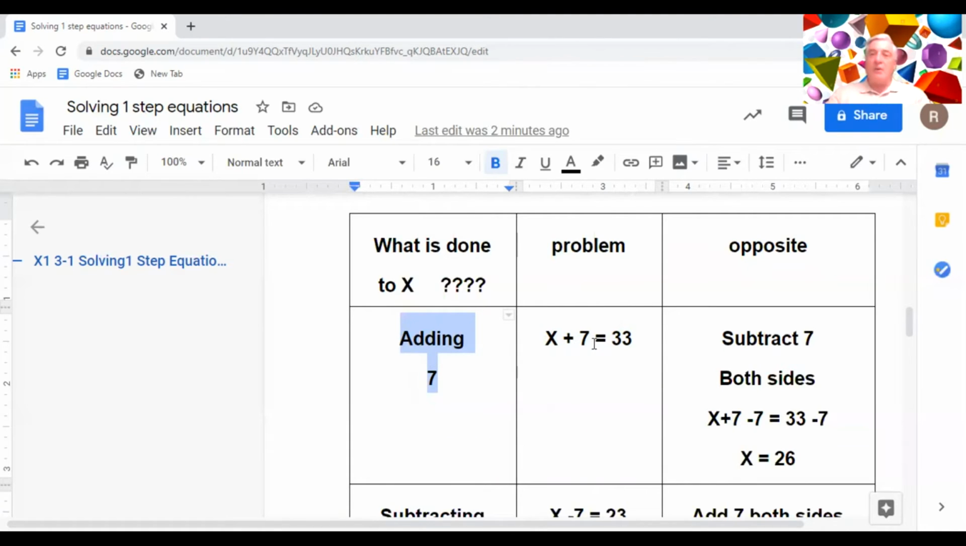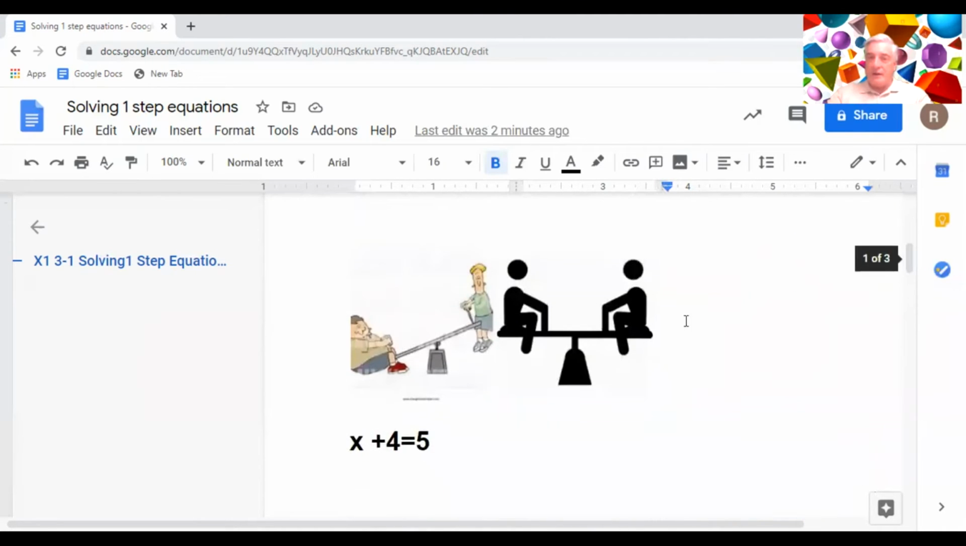Then ask yourself, what's the opposite of adding 7? Over here, I told you it's subtract 7. And once again, it says both sides. If you go up here, you've got to be balanced. No one wants to be on the teeter-totter with him. So if we add 7 over here, we add 7 over here. If we subtract 7 over here, we subtract 7 over here. If we multiply by 5 over here, we multiply by 5 over here. Let's go back to that equation.